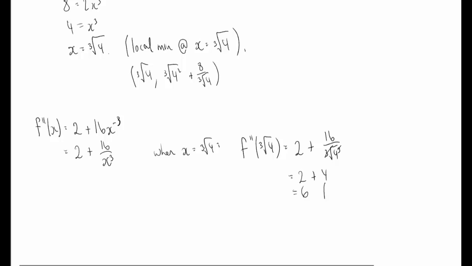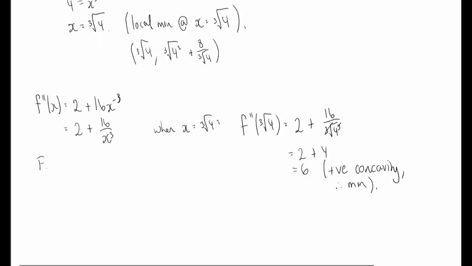Anyway, that answer is 6, which is a positive number, and because it's the second derivative, what we're talking about is positive concavity, which therefore means it is a minimum. So we were right based on our picture.